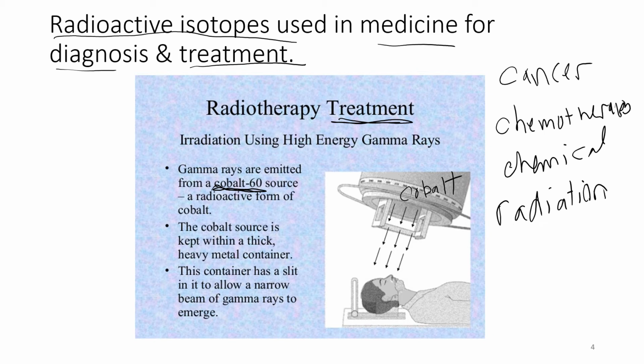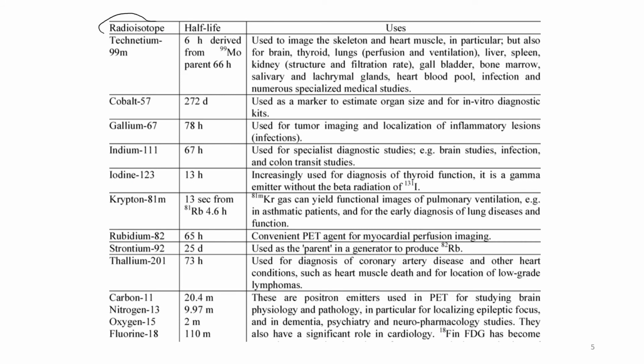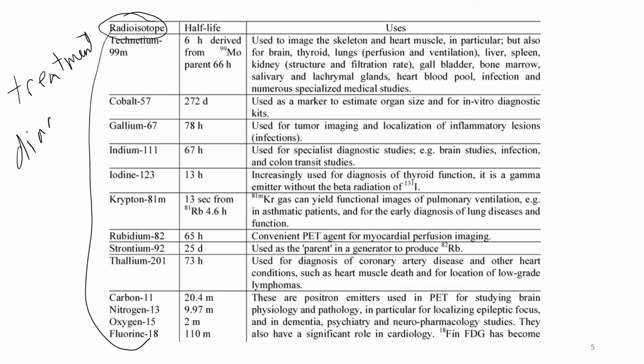Unfortunately, it may kill some other cells in the area nearby, so you have to look at the risk-benefit factor of getting rid of the cancer versus killing a few other cells as well. This chart shows a number of different radioactive isotopes that are used in medicine, either for treatment, as we saw with the cobalt-60, or for possibly diagnosis, which we'll look at an example of an isotope used for that.